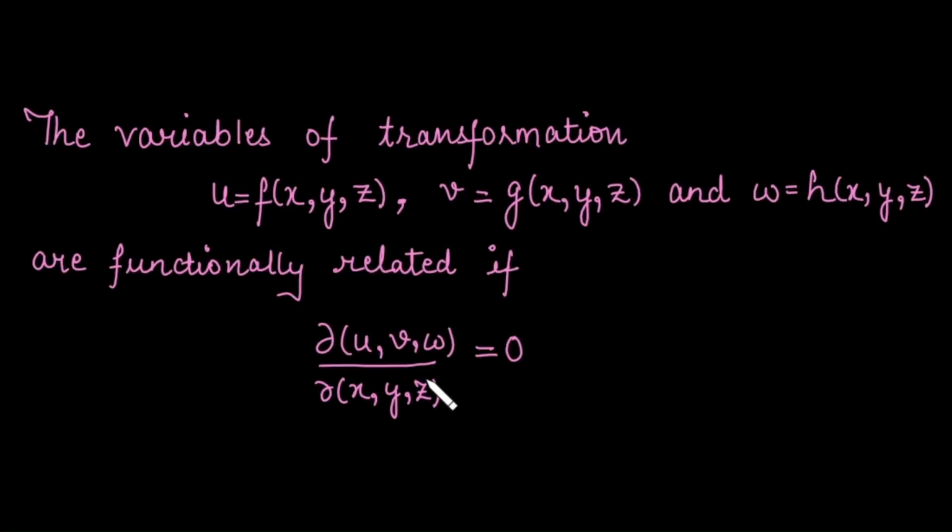Based on the Jacobian, we have one more result, that is the variable of transformation, where we have taken u in terms of x, y, z, v in terms of x, y, z, w in terms of x, y, z. These three variables are called functionally related if their Jacobian is equal to 0. When we are saying that u, v, w are depending upon three variable x, y, z, and if we are calculating its Jacobian and it is getting a 0, we say that they are functionally related. Means there exists a relation between the variable u, v and w, and we can say that transformation is not independent.